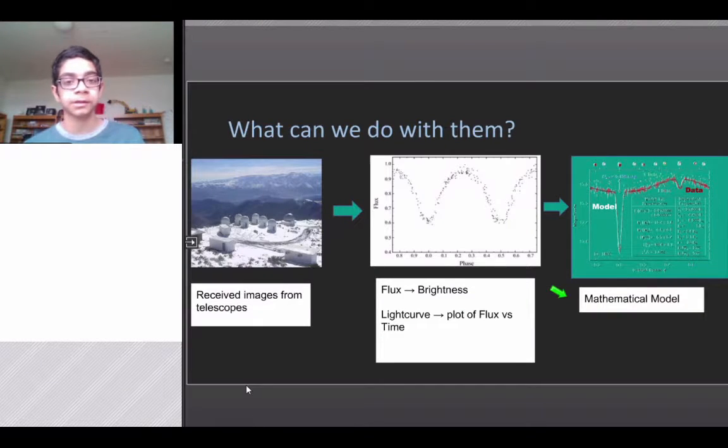To measure them, we can take images of them using telescopes, and then we can translate those images into graphs of the brightness of the system, also known as flux, against phase, which is essentially the time elapsed since the beginning of the orbit. This graph is known as a light curve. Using the light curve, we can fit it to a mathematical model, which can give us all sorts of useful information, such as the stars' radii, their masses, and the orbital radii, and so on.